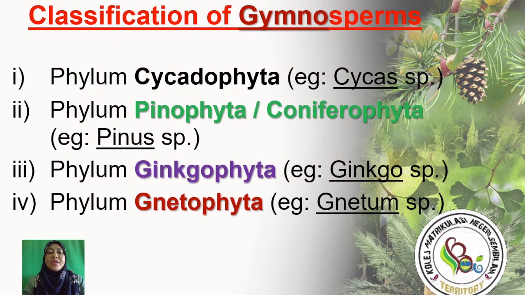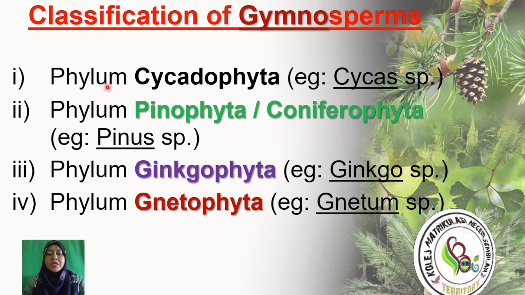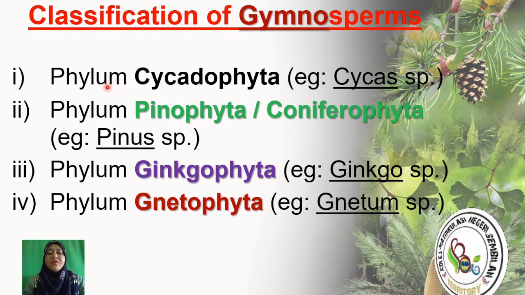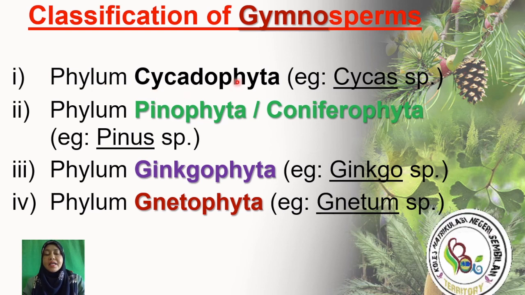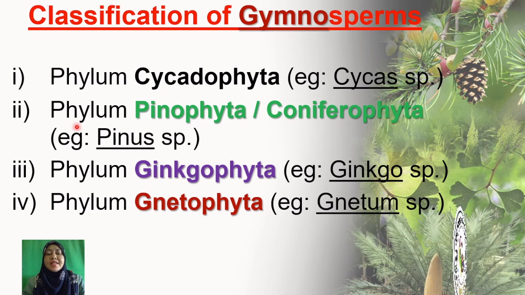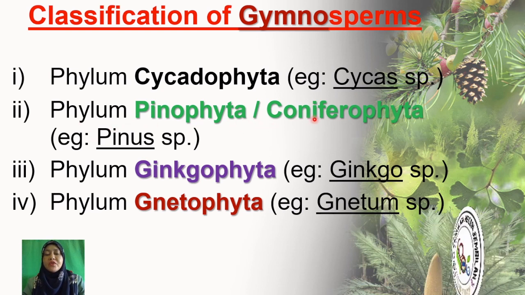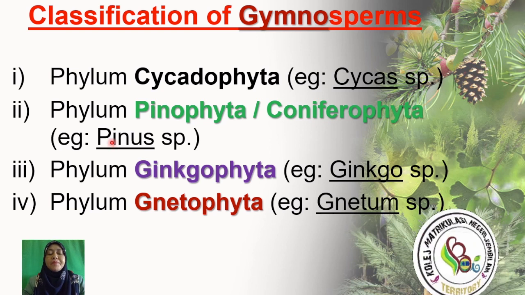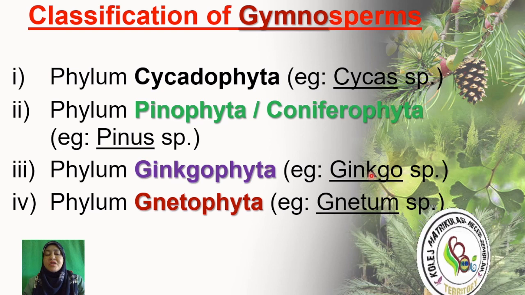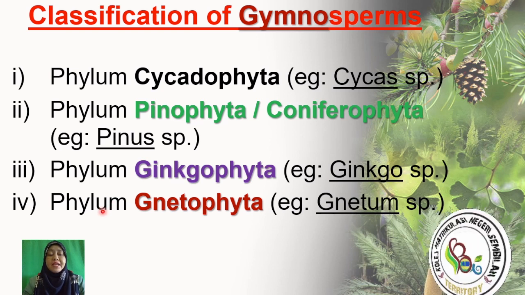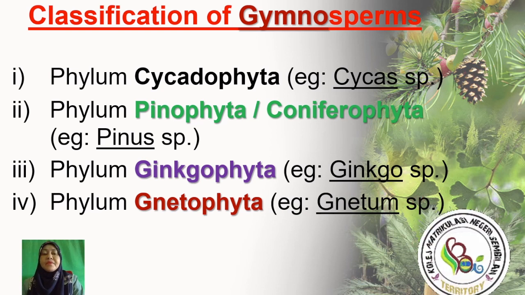Next, we are looking at the classification of Gymnosperm, which is classified into four phyla. The first phylum is Cycadophyta, the example is Cycas species. The second phylum is Pinophyta, also known as Coniferophyta, the example is Pinus species. The third phylum is Ginkgophyta, the example is Ginkgo species. And the fourth phylum is Gnetophyta, the example is Gnetum species.